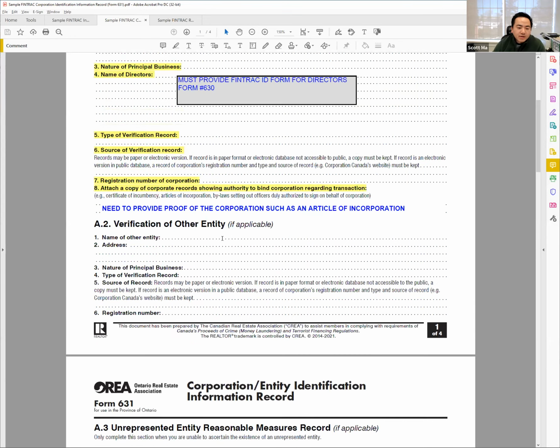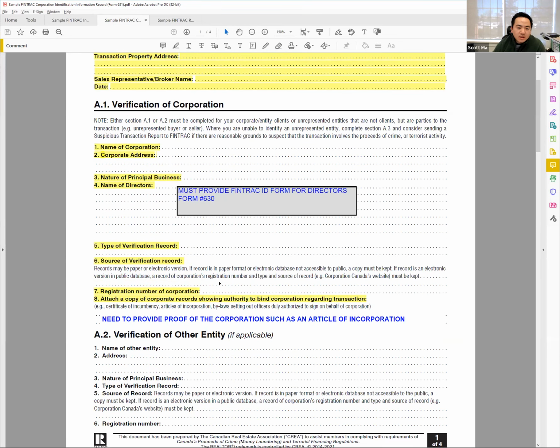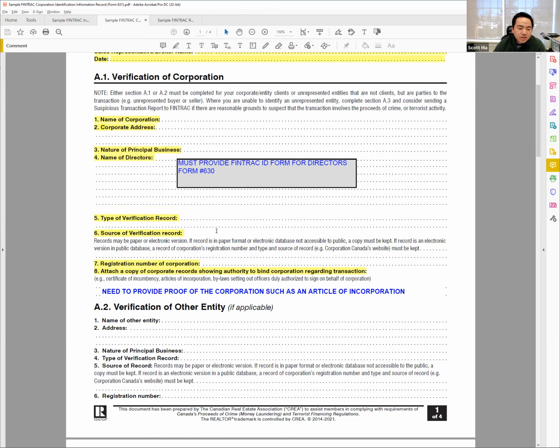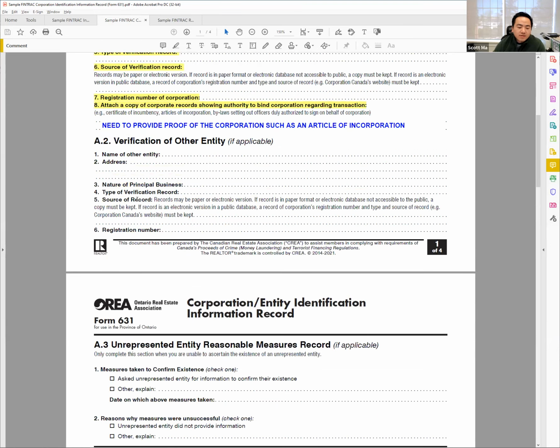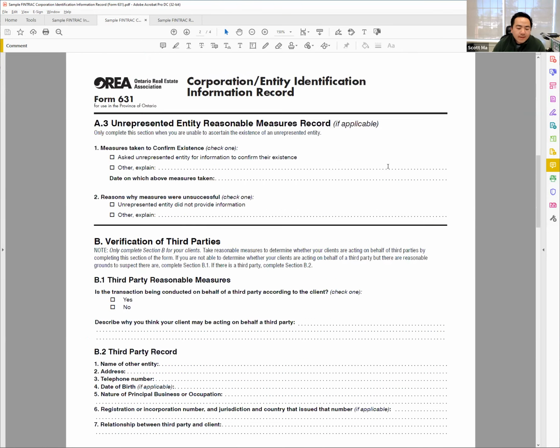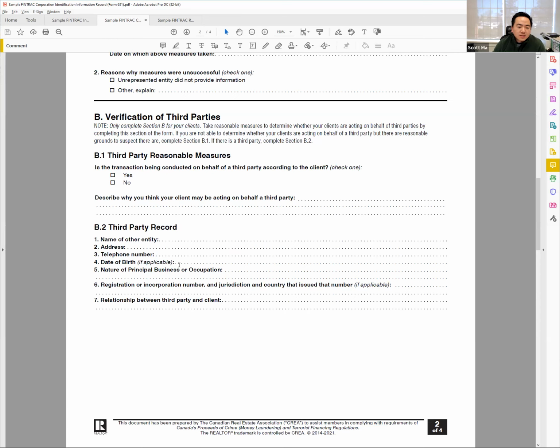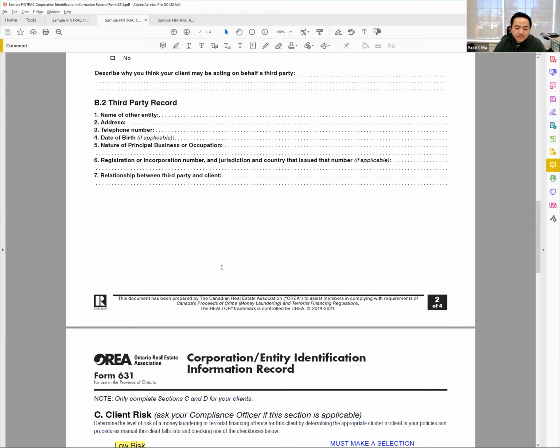Other entity, if they're not a corporation, if they're a partnership or a sole proprietorship, those are some examples. You still need to verify their ID. Third parties, similar to what we talked about in the individual form, if there's a third party corporation or entity, you need to verify their ID as well.